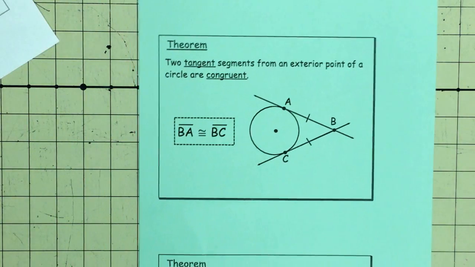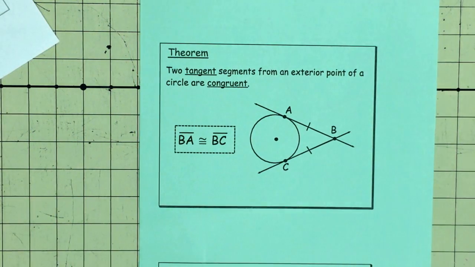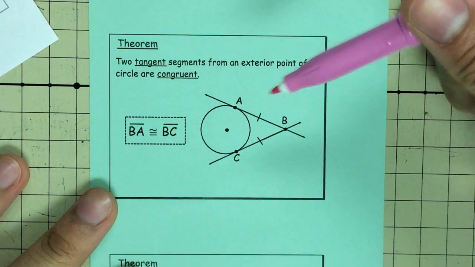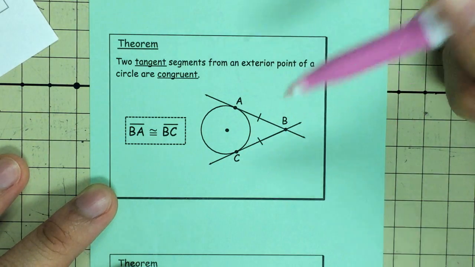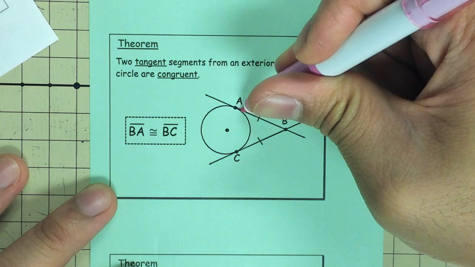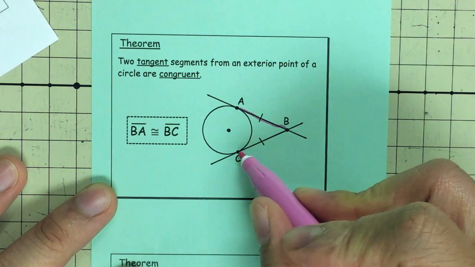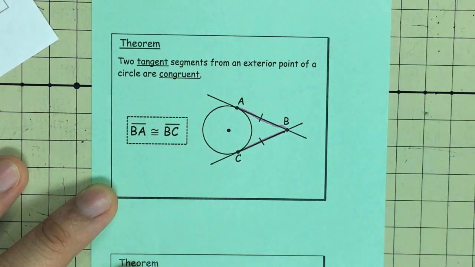Second theorem. Two tangent segments from an exterior point of a circle are congruent. What this means is, if you have two tangent lines that cross outside the circle, then this segment from A to B and this segment from C to D have to be congruent.